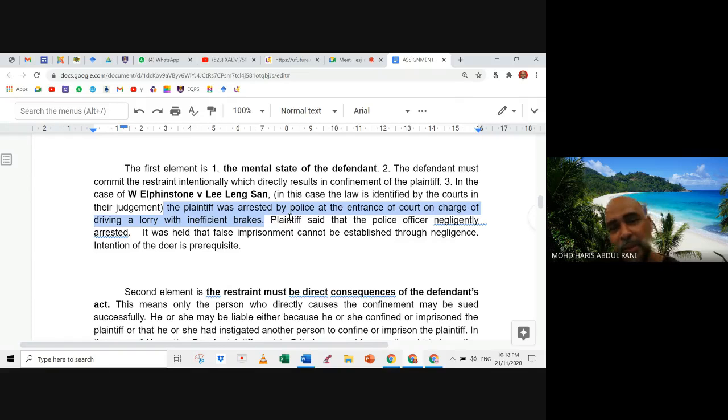Kenapa pula the plaintiff or arrested? If it is relevant to the mental thing that you want to explain, okay. Here you boleh kata the plaintiff said the police officer negligently arrested. Apa ni? It was held that false imprisonment. Di sini tak clear. Apa yang group 4 nak cakap ni?